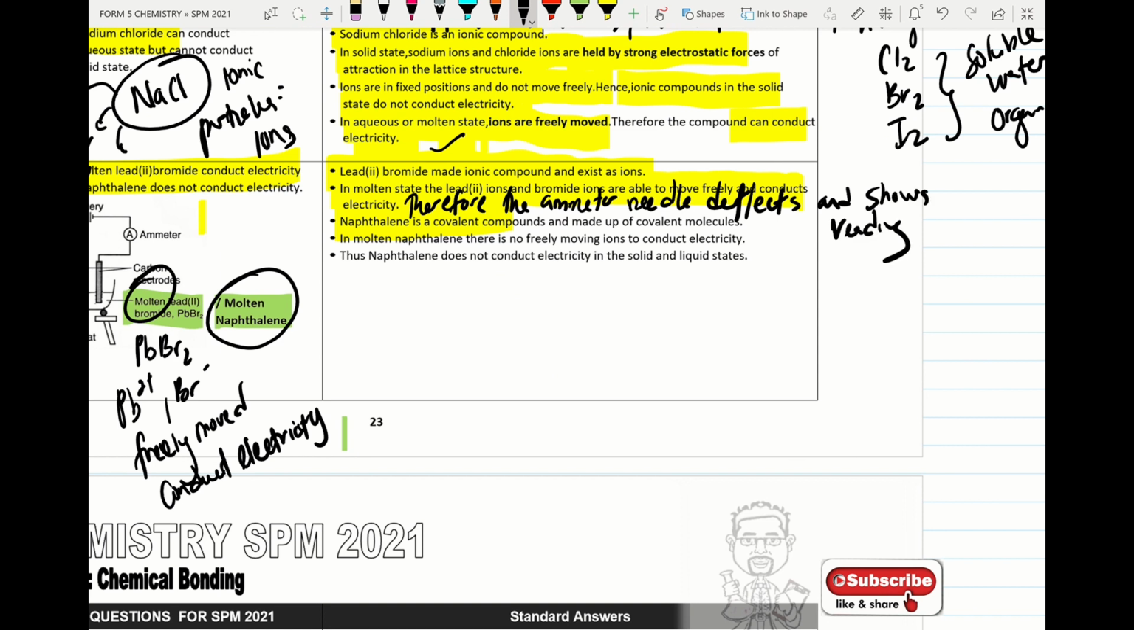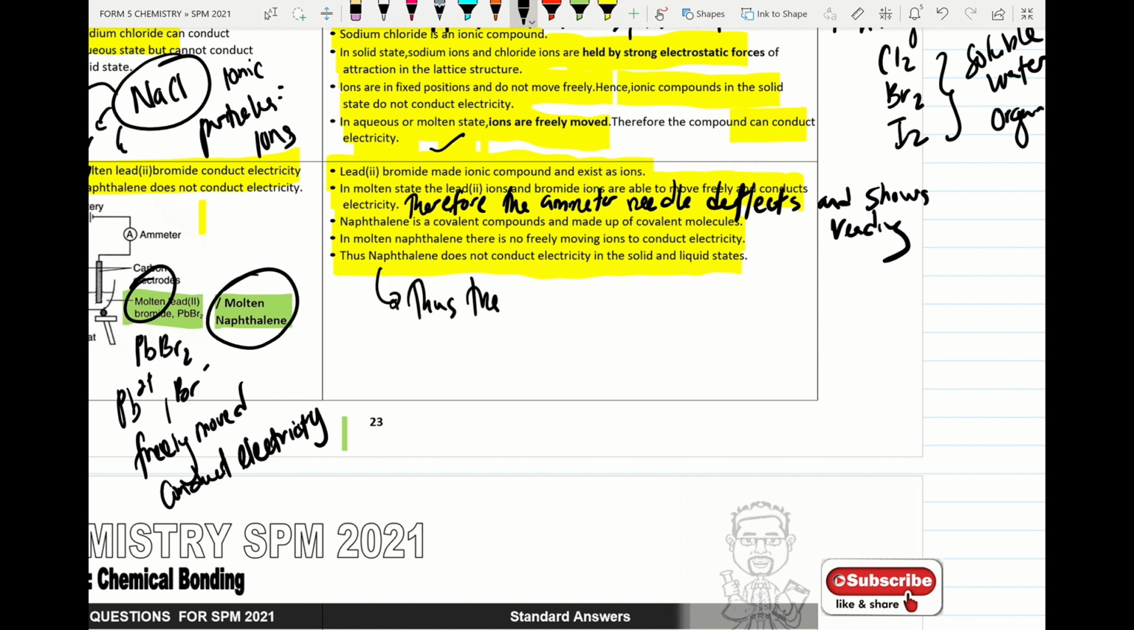All right, so next one, naphthalene. It is a covalent compound made up of covalent molecules. In the molten state, there are no freely moving ions to conduct electricity. Therefore, naphthalene does not conduct electricity in solid and in liquid state.